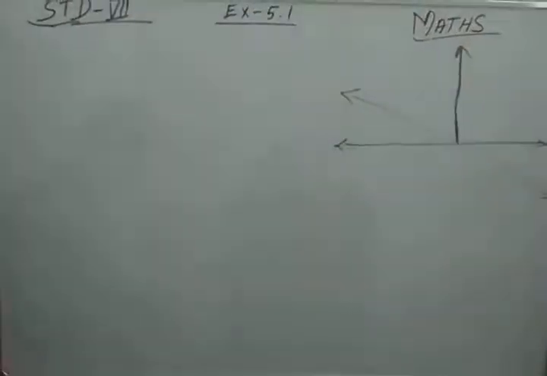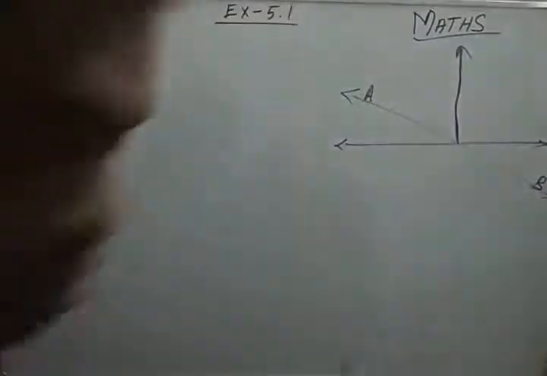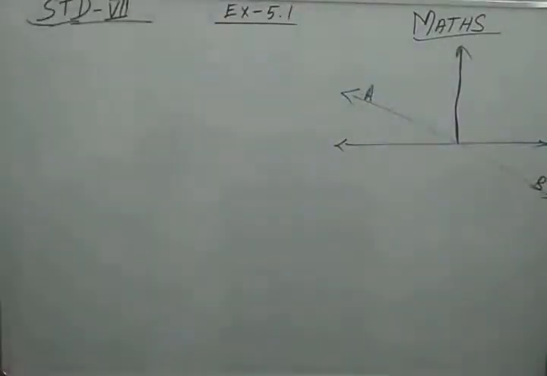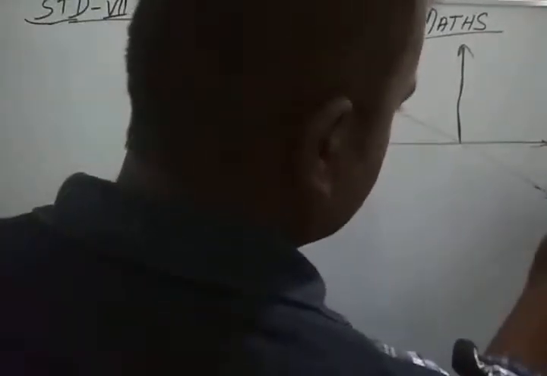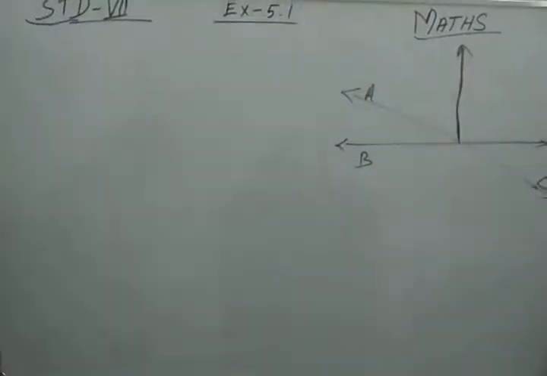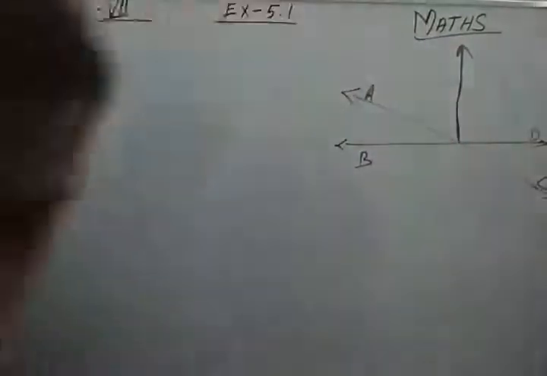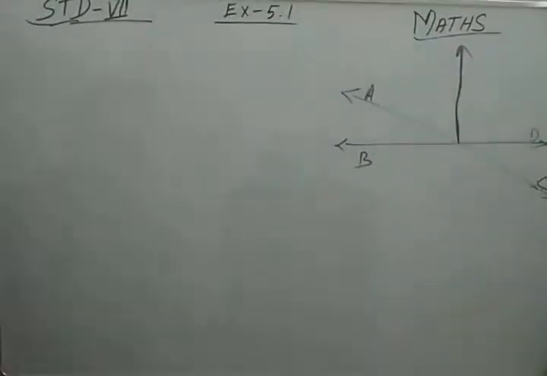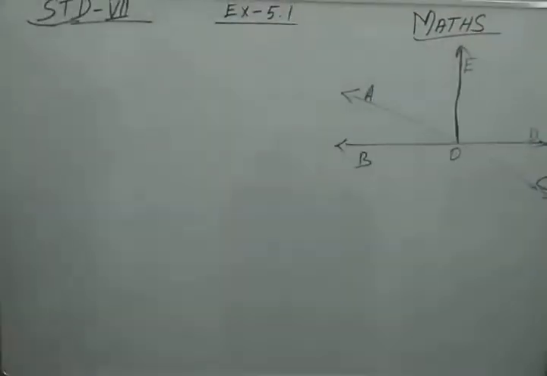Then we have to name the angles. A, B. Sorry, B is here. A, B. This is C. This is D. This is E. This is O. Okay, they have given the figure over there like this.